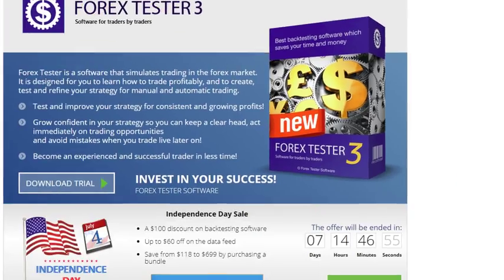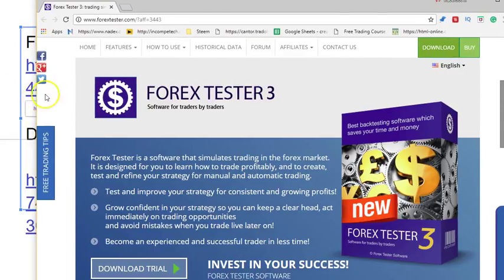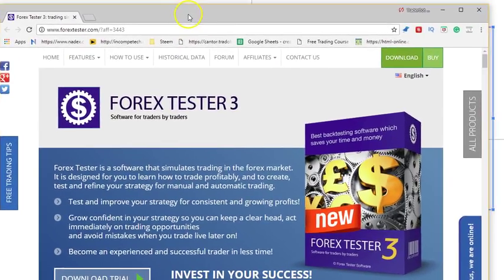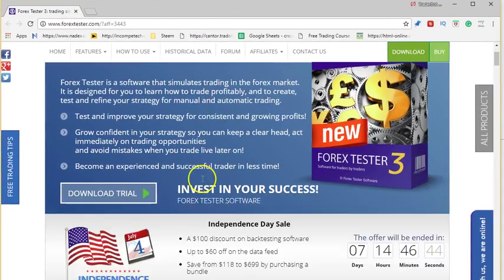All right, let me pull it down here for you. Okay, this is Forex Tester. This is what I use. I think I've got version 2. They now have version 3. And it's just Forex Tester.